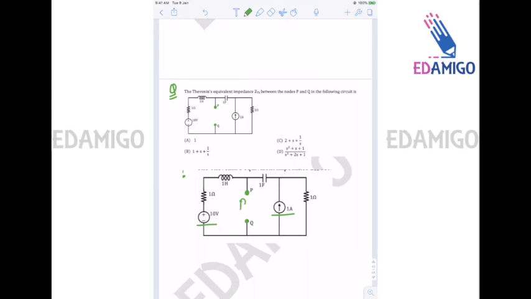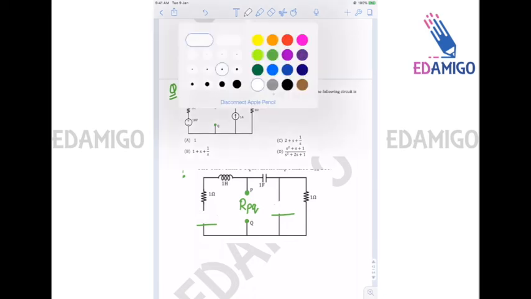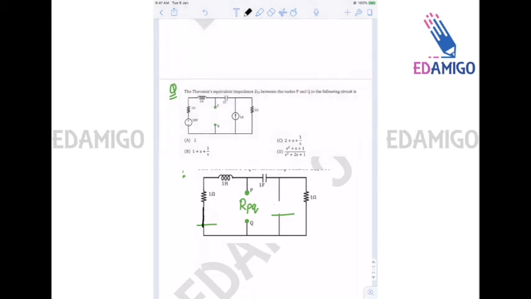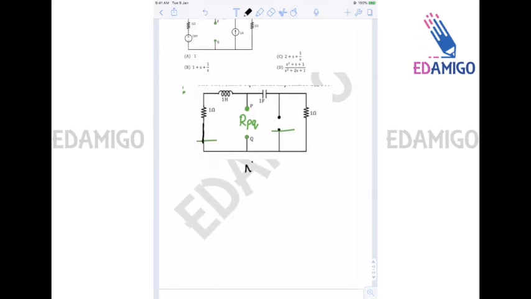So to find ZPQ, we will first of all remove these two independent sources. The voltage source is short circuited and the current source is open circuited. Since there is no dependent source, we can easily find the resistance or impedance, we can say ZPQ between P and Q.